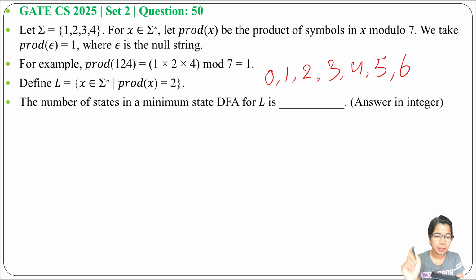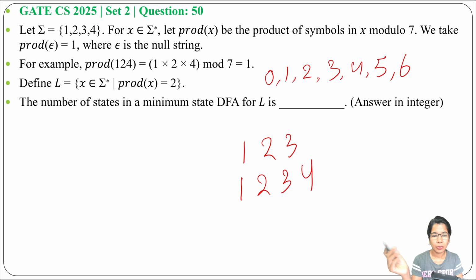1, 2, multiplication is 2. 2 mod 7, remainder is 2. 1, 3, multiplication is 3. Remainder will be 3. 1, 4, multiplication is 4. Remainder will be 4. Suppose 1, 2, 3, it's 6, remainder will be 6. Suppose all 1, 2, 3, 4: 2 multiplied by 3 is 6, multiplied by 4 is 24. 24 divided by 7, remainder will be 3 but not 0.